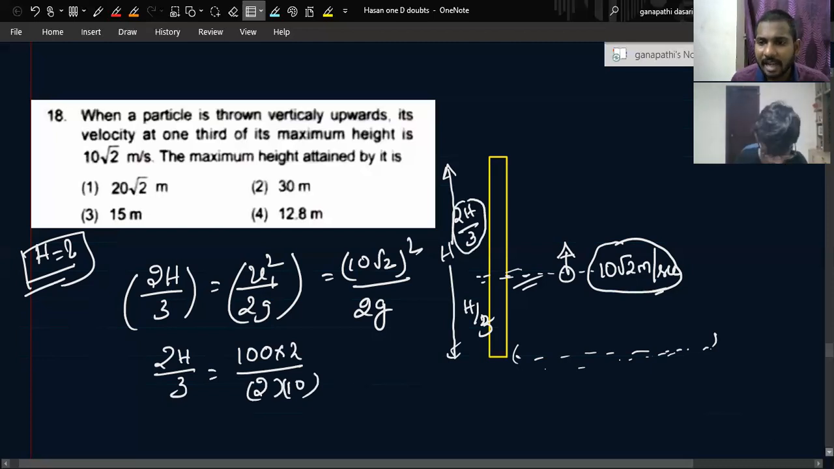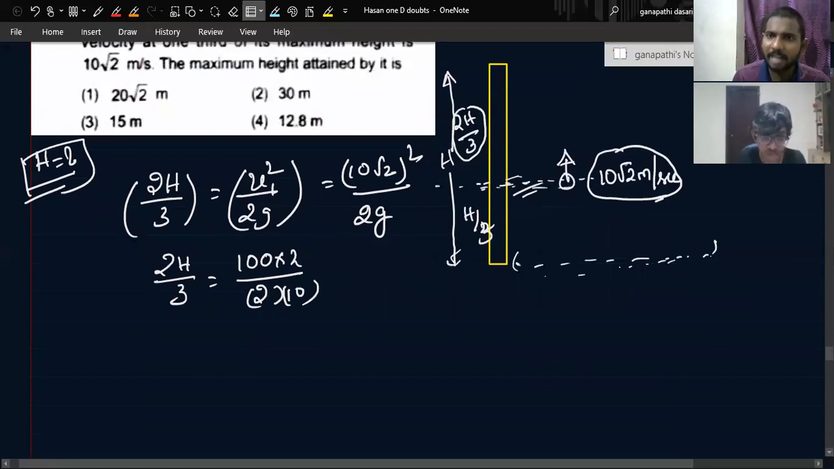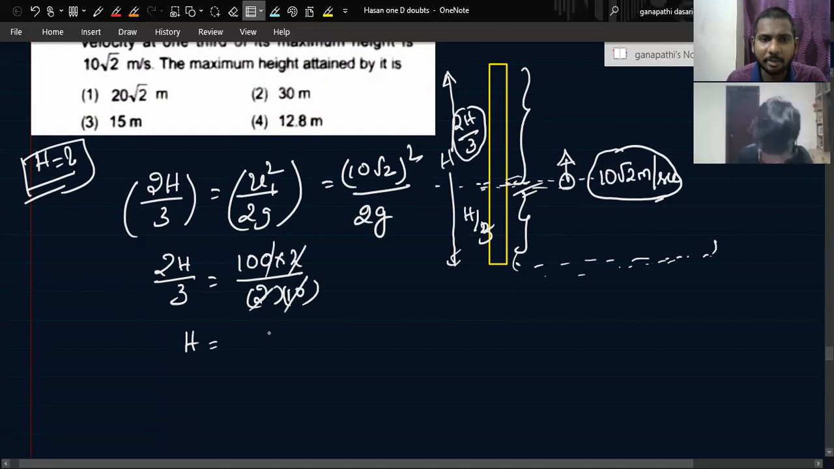If you want h, I did not go for the initial velocity. Directly I considered this point velocity as the initial velocity, and the maximum height it can go is 2h/3. I eliminated this part very easily, very tactfully. That's a tactic I used. There's nothing much of concept involved in it. U square by 2g is the maximum height. H is equal to 2, cancel. So 10 cancel. 10 into 3 by 2, that is 15 meters.